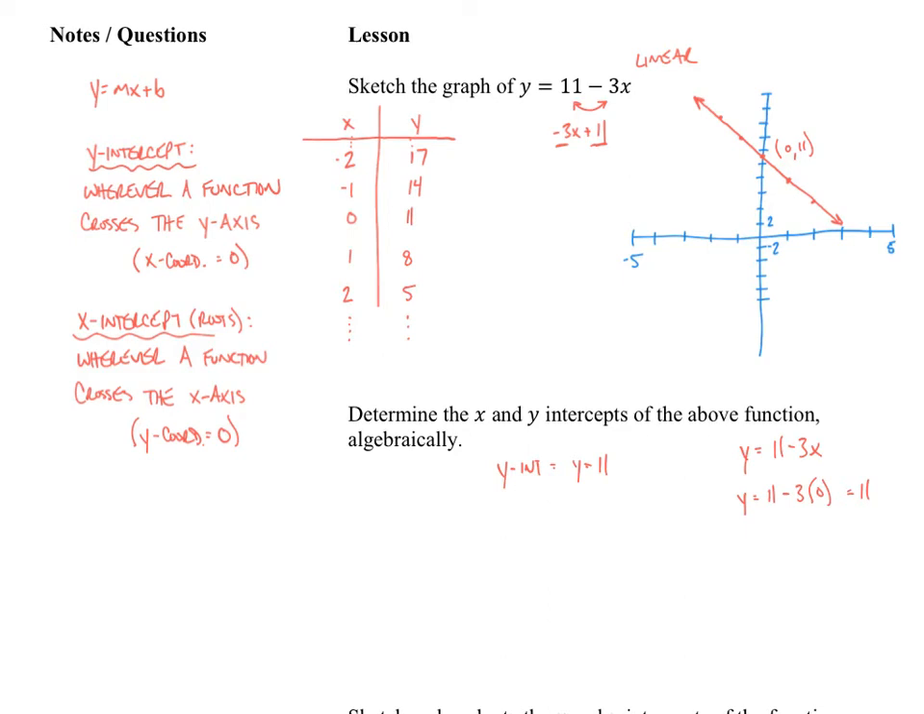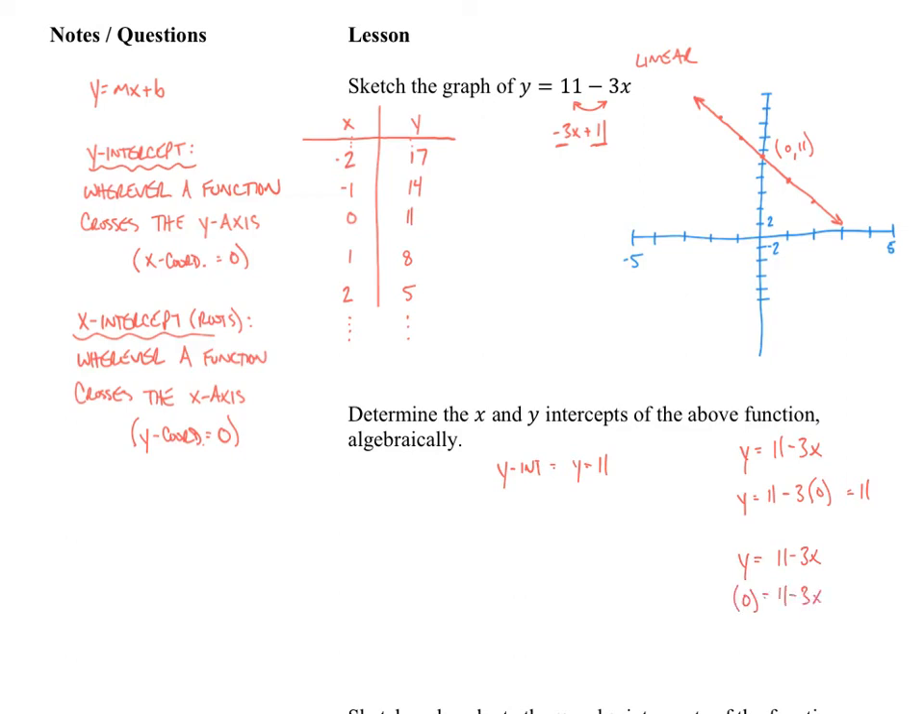So following that same logic, if I want to find the x-intercept, I could just switch this process around. And if I want to know where my function is going to cross the x-axis, I'm kind of wondering here, well, what I've got to do is make my y-coordinate 0 and see what happens. So my function is y equals 11 minus 3x. And if I want to find the x-intercepts, or the roots, I'm just going to make my y-coordinate be 0.